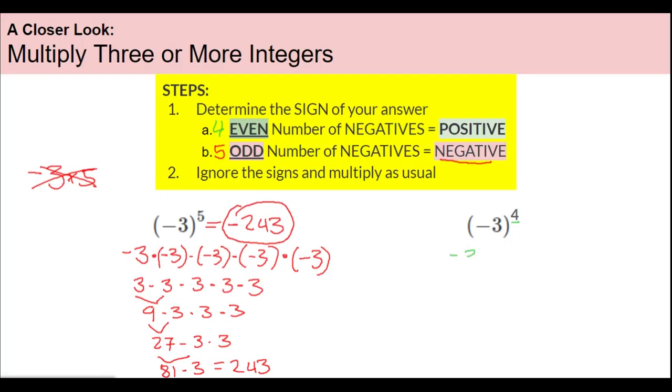So this is like saying negative 3 times negative 3 times negative 3 times negative 3. Okay, and remember step 2, just multiply them, pretend the signs aren't there. And we already did this. 3 times 3 times 3 times 3 would give us 81. But remember, it's a positive 81 because of the 4. Okay? So be careful when you see those exponents pop up.